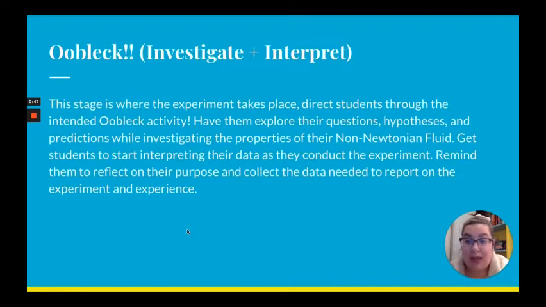So Oobleck, investigate and interpret. This is the stage where the experiment takes place. Direct students through the intended Oobleck activity. Have them explore their questions, hypotheses, and predictions while investigating the properties of their non-Newtonian fluid. Get students to start interpreting their data as they conduct the experiment. Remind them to reflect on their purpose and collect the data needed to report on the experiment and experience.